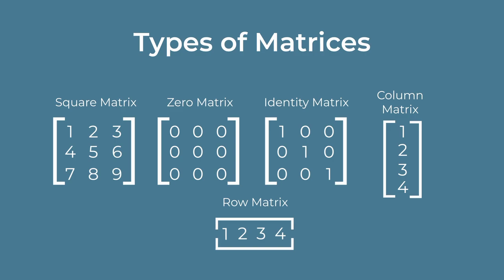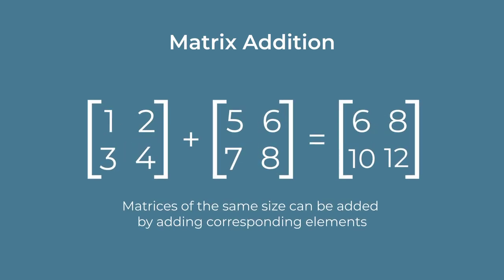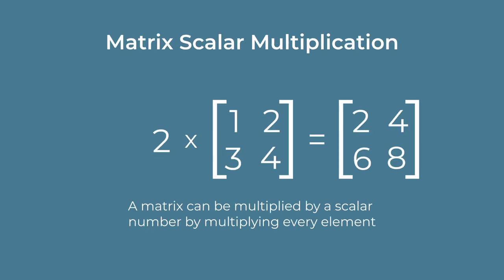A matrix can be transformed through mathematical operations. For example, you can add 2 matrices of the same size by adding their corresponding elements. Similarly, we can multiply a matrix by a scalar number by multiplying each element by that value.